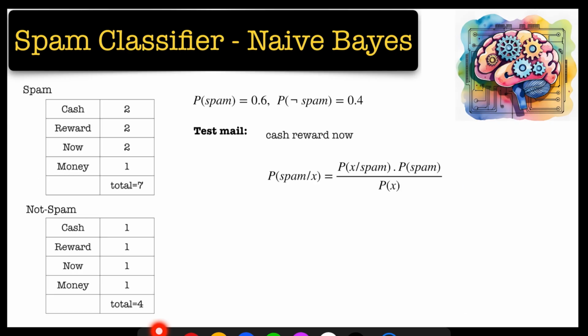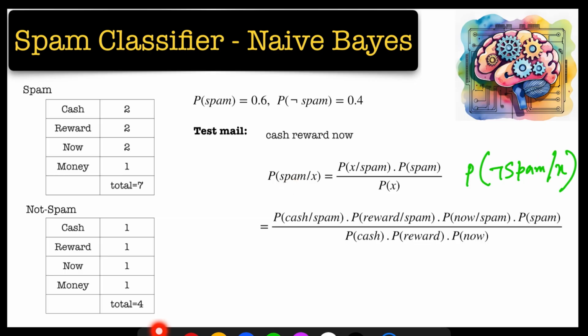Now next, we have to classify this test email. The test email is cash reward now. We have to classify whether this is spam or not spam. What we will do is calculate the probability of spam given this test email, and also calculate the probability of not spam given X. Whichever probability is higher, that will be our decision.